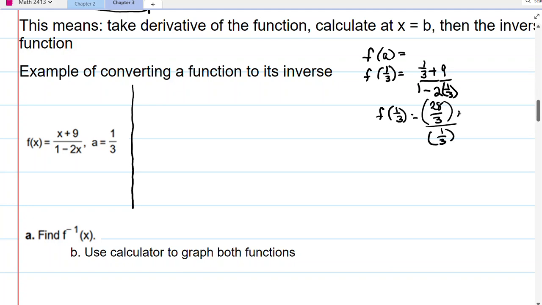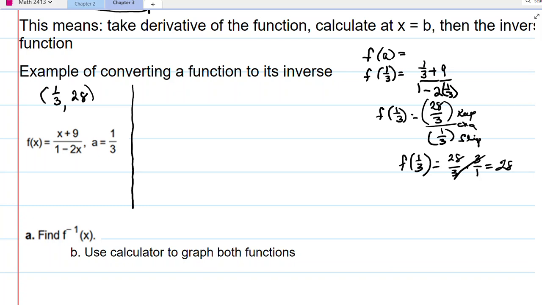Keep, change, flip. So we're going to have f of 1/3 is equivalent to 28 over 3 times 3 over 1. Well, those cancel, so we have 28. So our ordered pair is 1/3 and 28 for the original f of x. That's important to know. So we have that calculated.